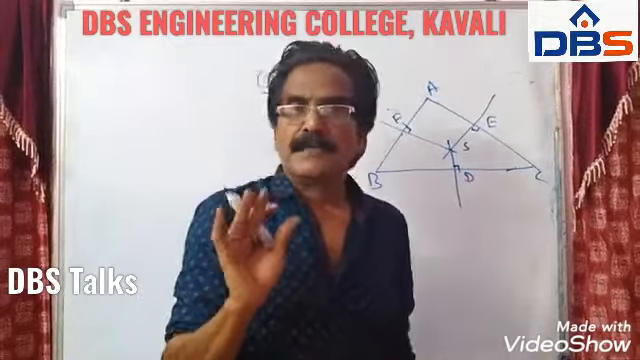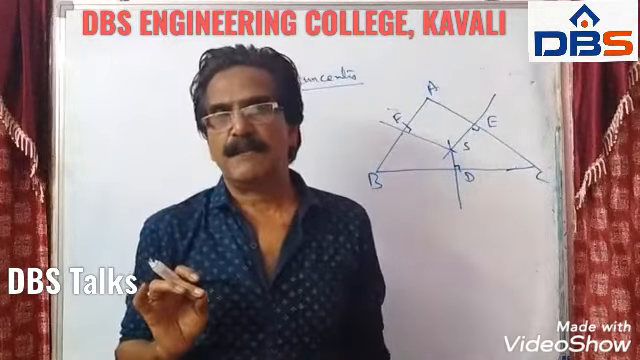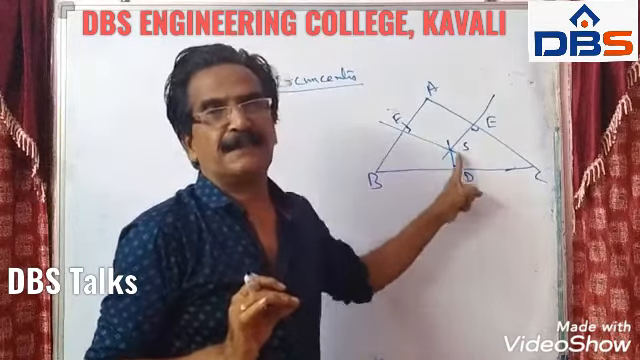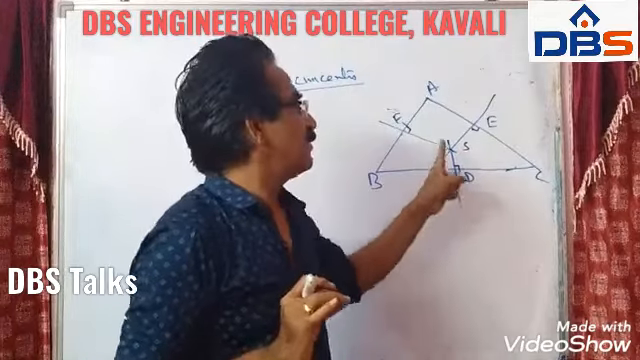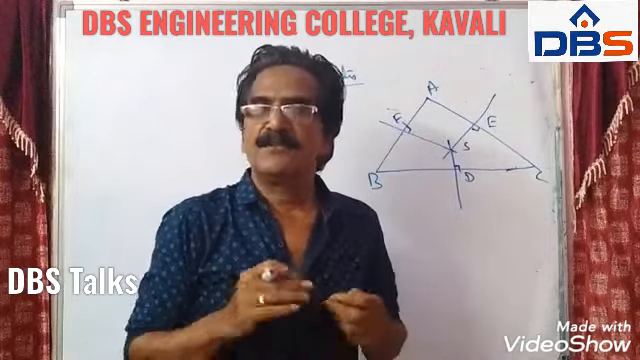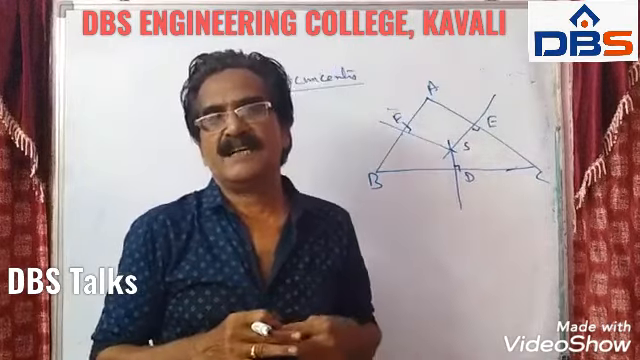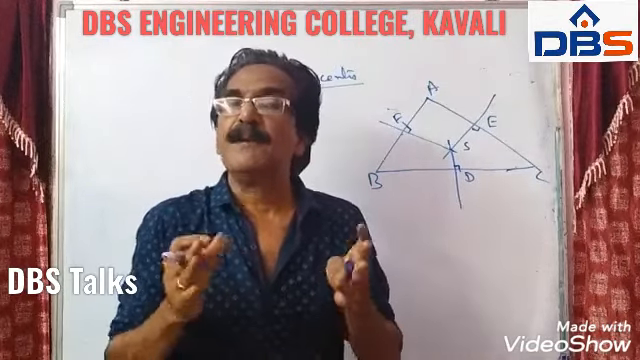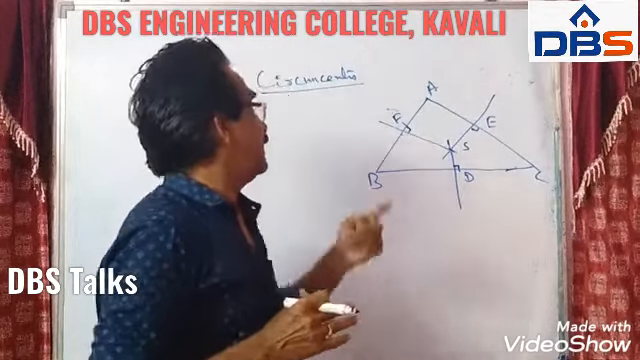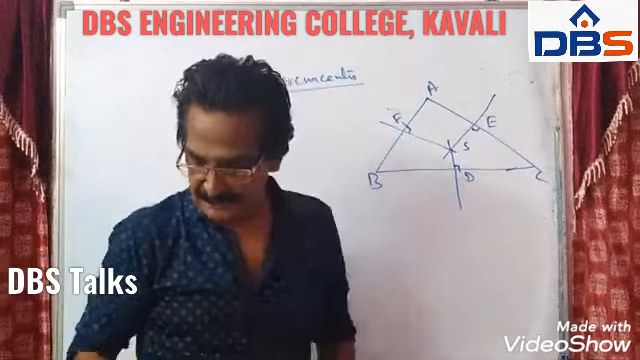So the circumcenter is the point of intersection of perpendicular bisectors. So we have to find the circumcenter. To find the circumcenter, we have to find the point of intersection of perpendicular bisectors. So let us take one problem and find the circumcenter. Okay, friends.